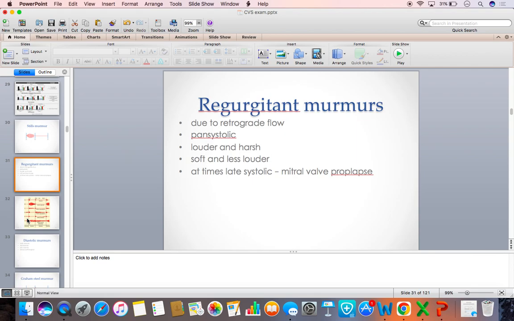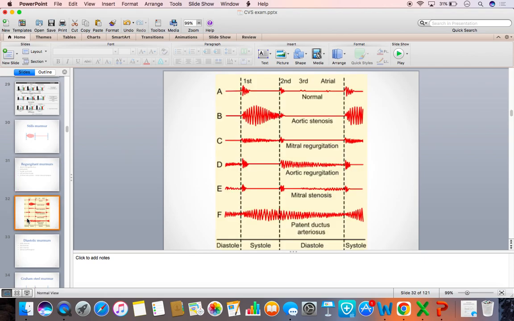depending upon the severity of the regurgitation, where the valve is not at all closed. At times they are usually louder and harsh, and at times they are soft and less loud, depending upon the severity of the regurgitation. At times, they are late systolic, as in mitral valve prolapse.